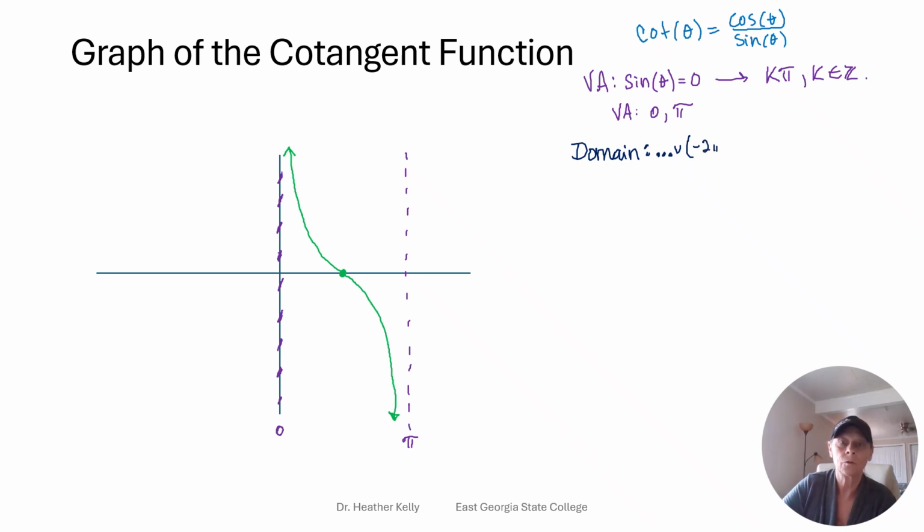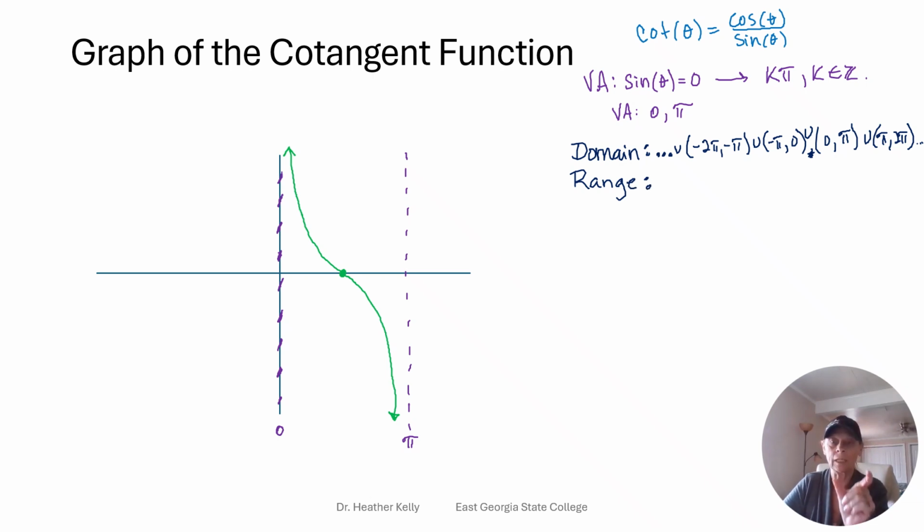So we'll just get us a little one here. Negative 2 pi, comma, negative pi, union negative pi, comma, 0. Don't forget, 0 is a multiple of pi. Union 0 to pi, union pi to 2 pi, dot, dot, dot. Keeps on going. Great. How about the range? Well, the range is just like tangent, and notice all the values of y are in between that one little section there. So the range here is negative infinity to positive infinity.